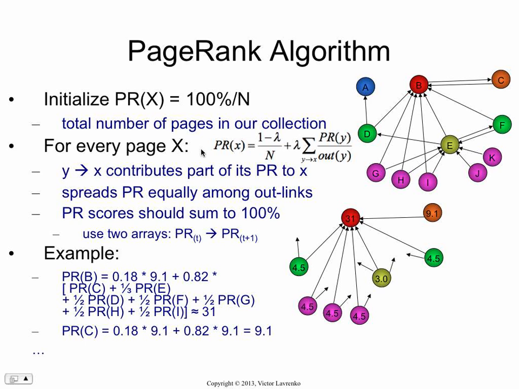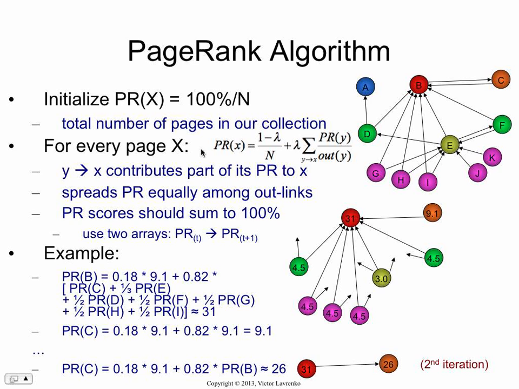Okay, and then on the second iteration of the PageRank, of course, you're going to be doing the same update for node C, only now you're going to have a new PageRank of B, and the new PageRank of B at the second iteration is 31. So 82% of 31 is going to end up giving you a 26. But that's at the second iteration. At the first iteration, you still get 9.1. Right. Okay. So that's PageRank.